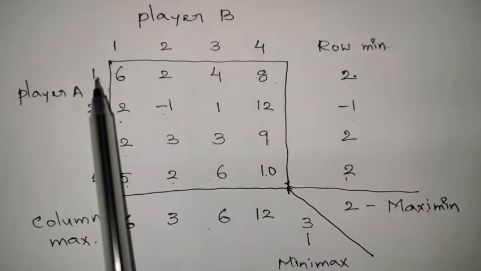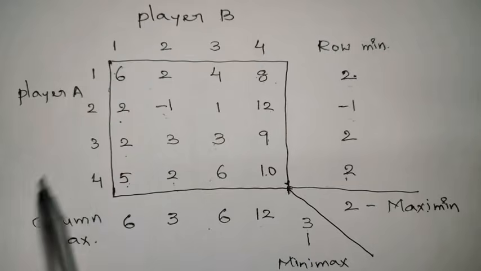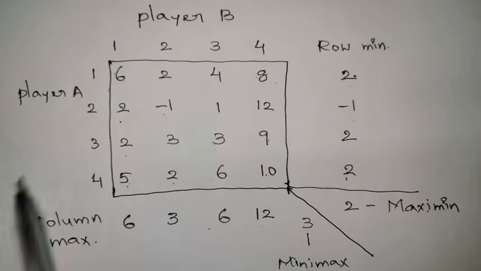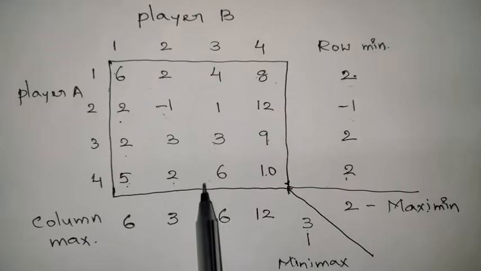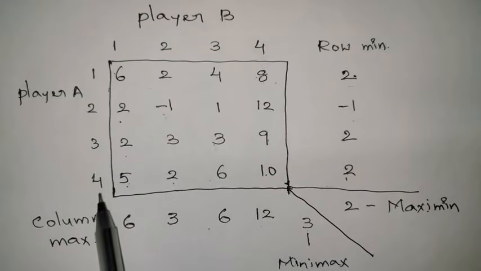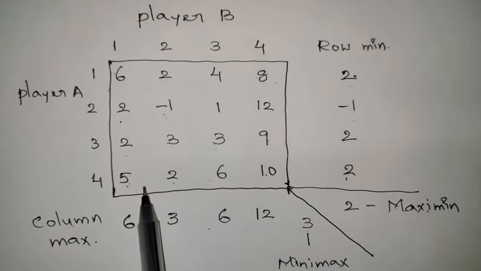Now take rows 1 and 4. Check the values. 6, 5: row 1 is higher. 2, 2: both are equal, which is also considerable. 4, 6: row 4 is higher. So row 1 is not completely dominating row 4. It is also not a possible combination. Next, check the other combinations.